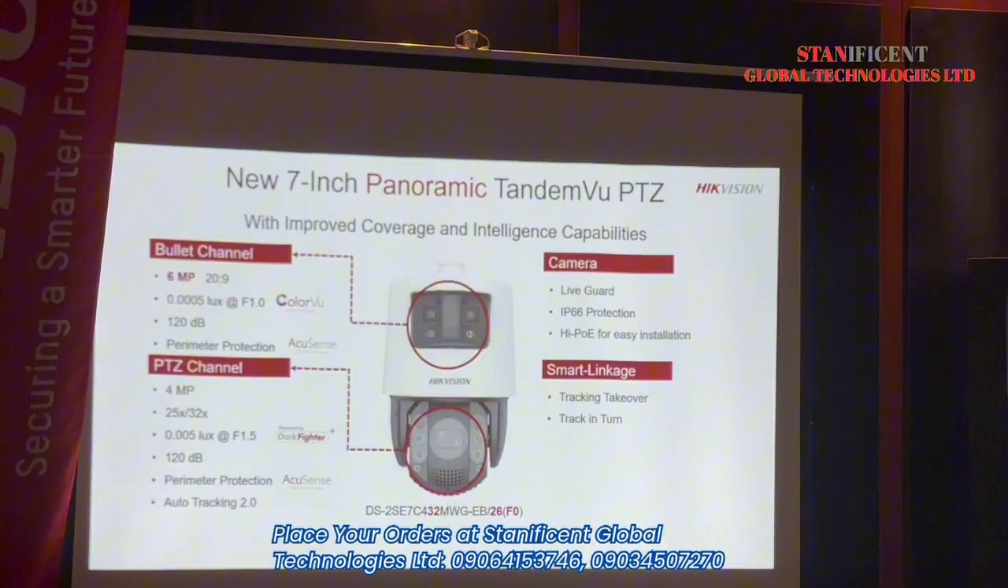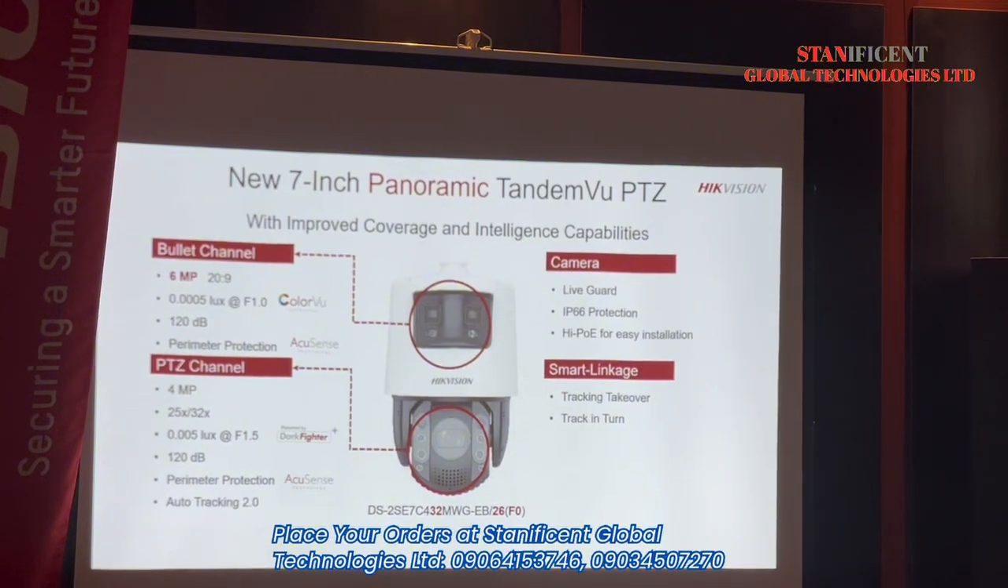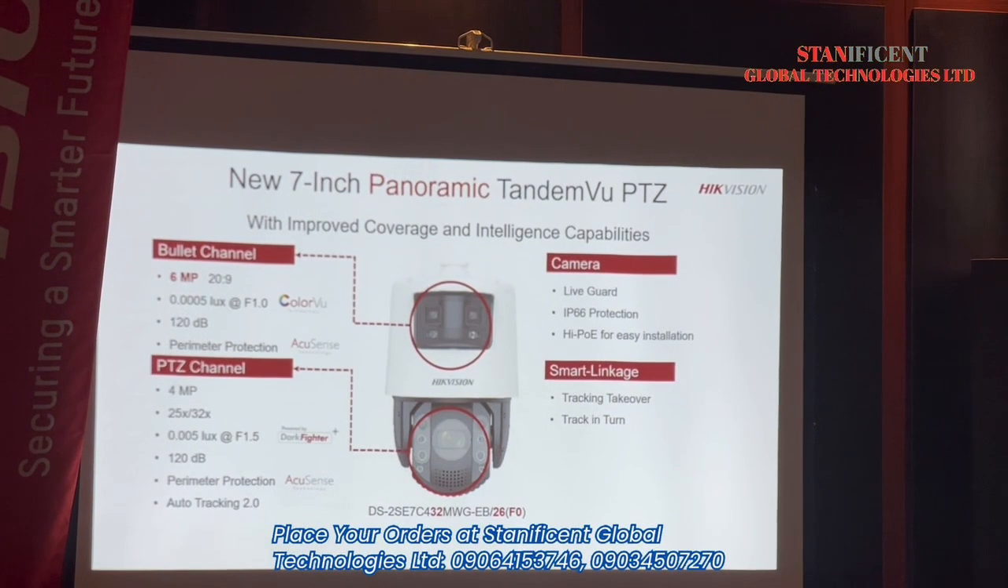And here we have the dimension and the features. For the bullet, it's 6 MP, and you can do perimeter protection. While for the PT, it's 4 MP, and it can do both perimeter protection and auto tracking 2.0. Then the camera has the live guard. It's IP66 and IPoE, like I said the other time, for easy installation, and the smart linkage, tracking takeover, and track in turn.